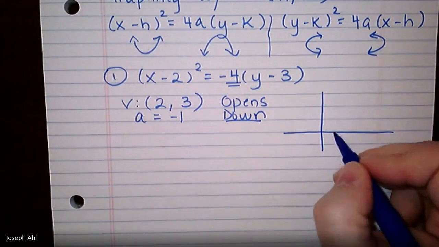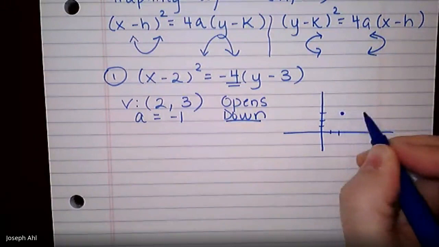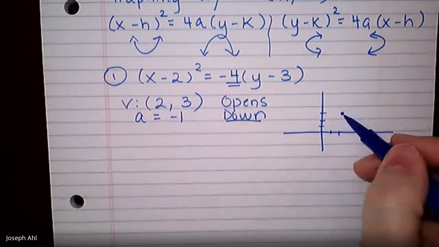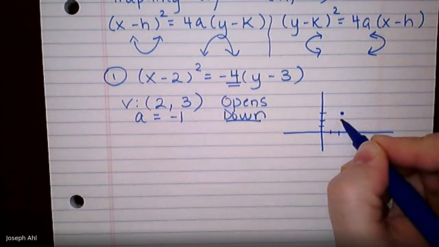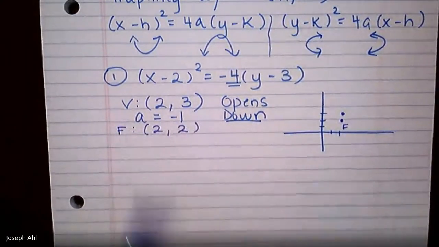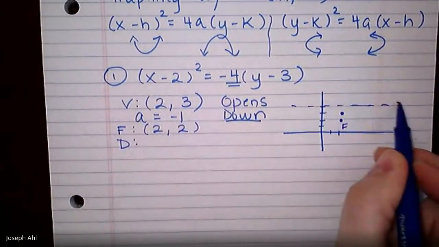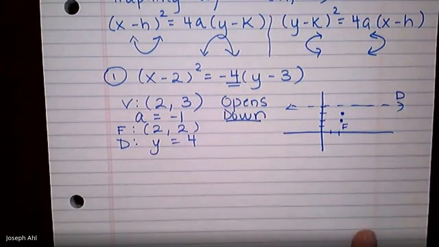So you don't have to be super specific about this, guys. I'll try to be a little bit specific about my scaling here, but again, I really need to get myself some graph paper to make this look a little bit nicer. There's my vertex at (2, 3). If it opens down, then at (2, 2) there's my focus point. So the focus is at (2, 2). It's one below the vertex. If you go 1 unit above the vertex, this line right here, the directrix, would have the equation y equals 4.